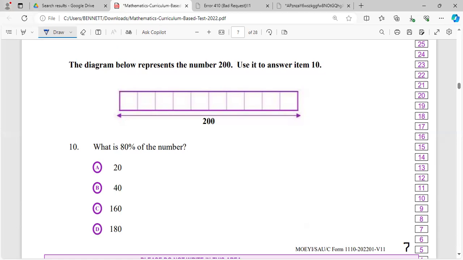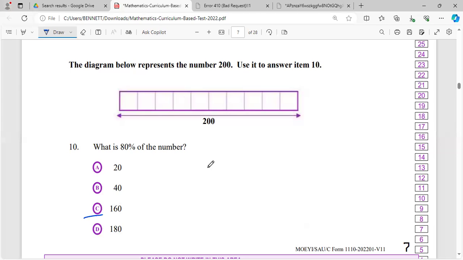Okay, sir, my explanation is, if you count up the boxes, you will get 10 boxes, but since it's 200, you would use 20. And since it is 80%, you would count 8 of those boxes and multiply it by 10. So it counts 2, 4, 6, 8, 10, 12, 14, 16. Multiply that by 10, and you would get 160, which is C. Alright, that's a very interesting way.